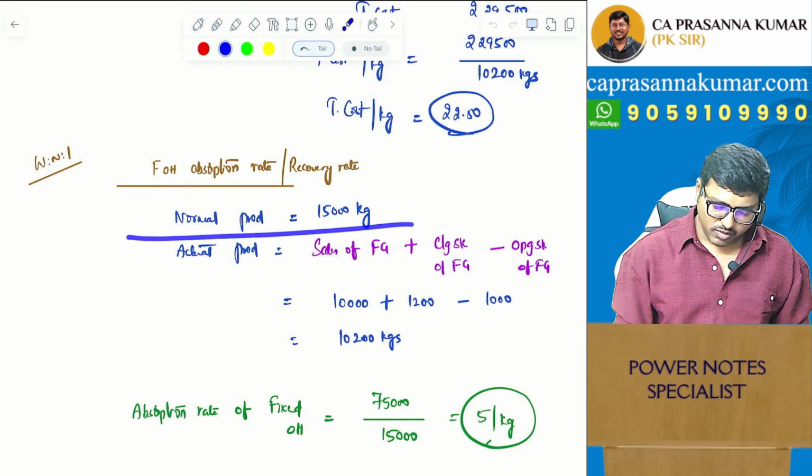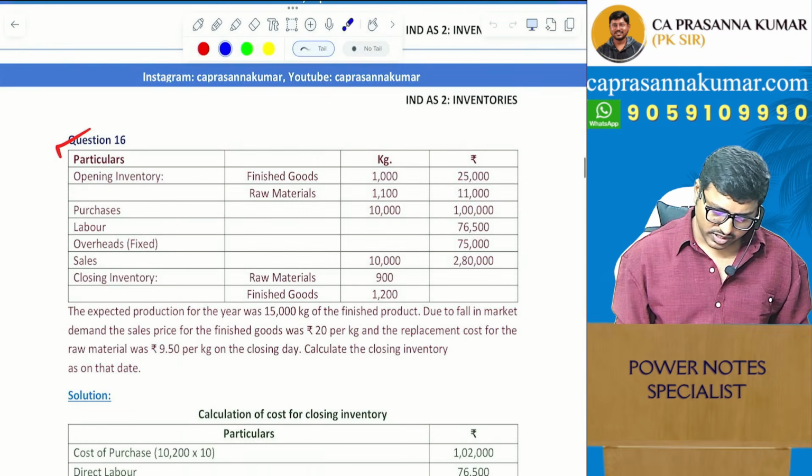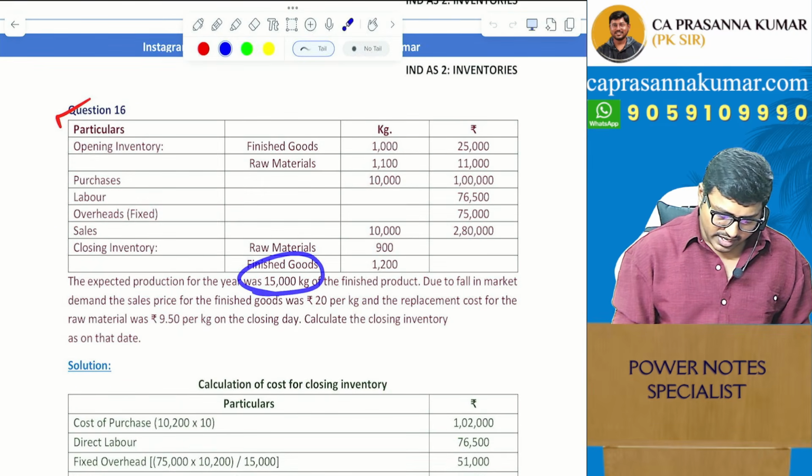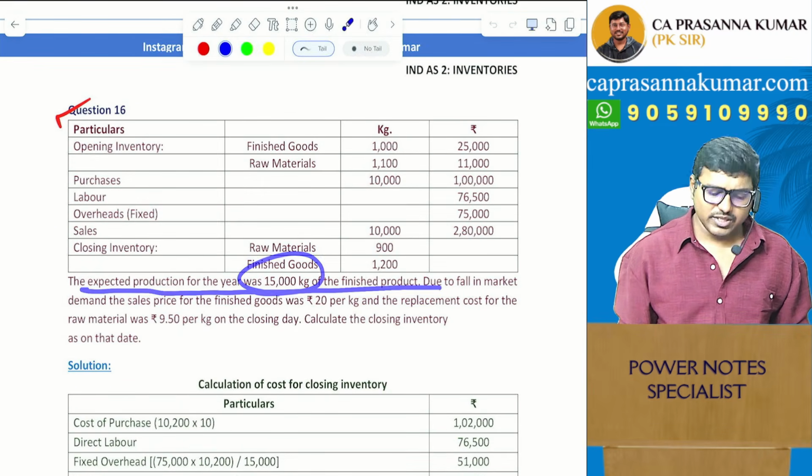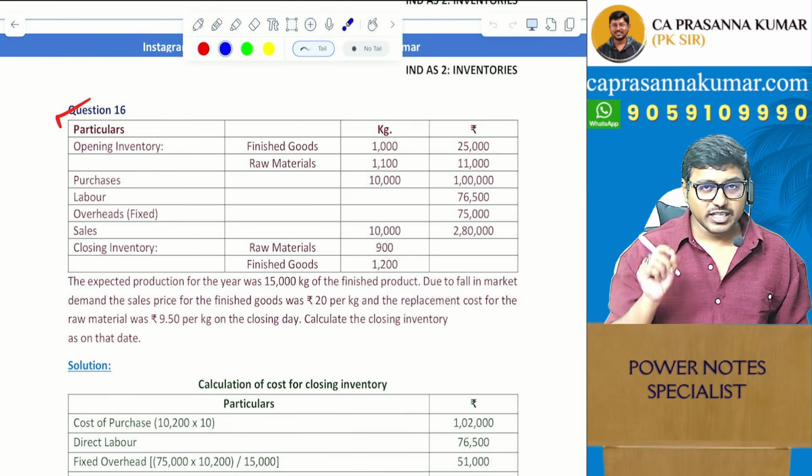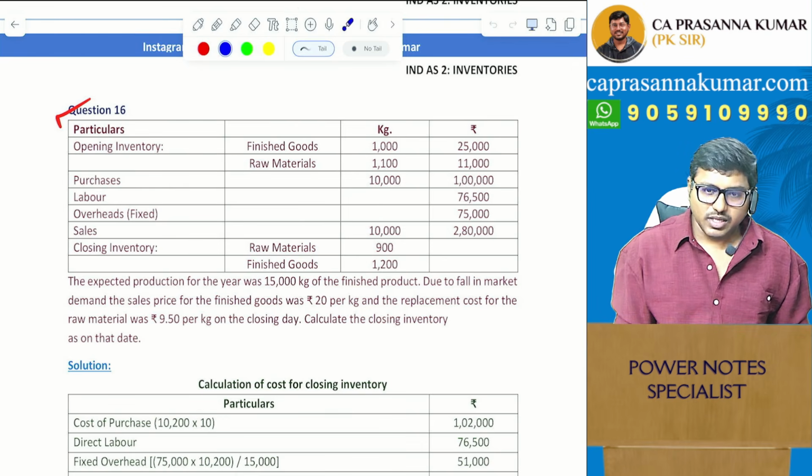Now, first of all, normal production is given in the question, which is 15,000 kgs. You can see it over here. Expected production for the year is 15,000 kgs of finished good. I told you, expected is nothing but normal. Then what about actual?